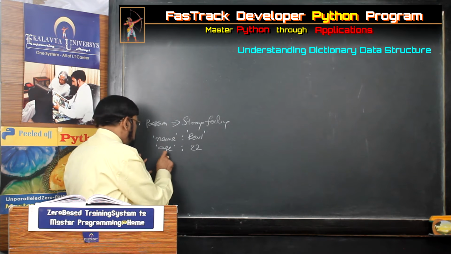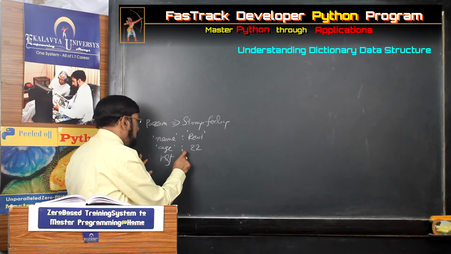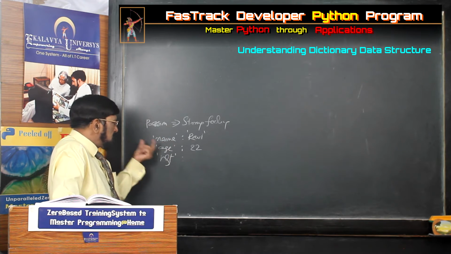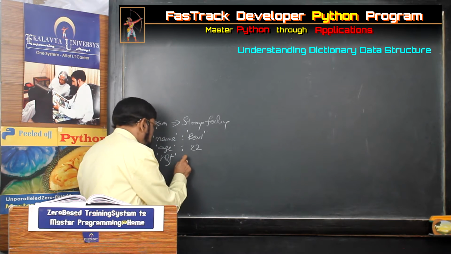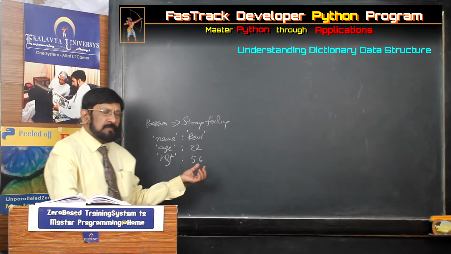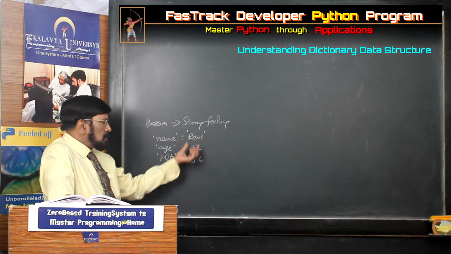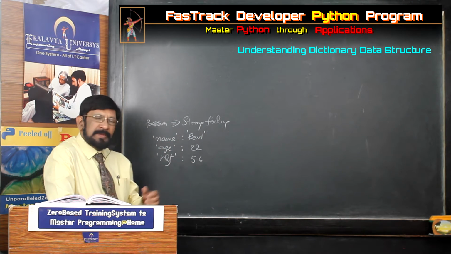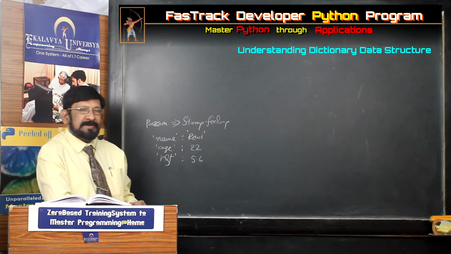Okay, one more I take: height. This is the identifier. That's why always you put it as a string. And now you see, this is 5.6. As this is a floating point, you need not enclose it in single quotes. This is the way mapping is done in a dictionary data structure.